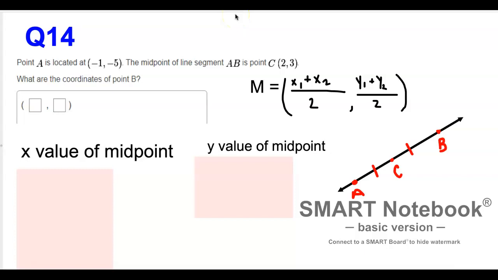Point A is located at (-1, -5). The midpoint of line segment AB is point C with coordinates of (2, 3). What are the coordinates of point B?